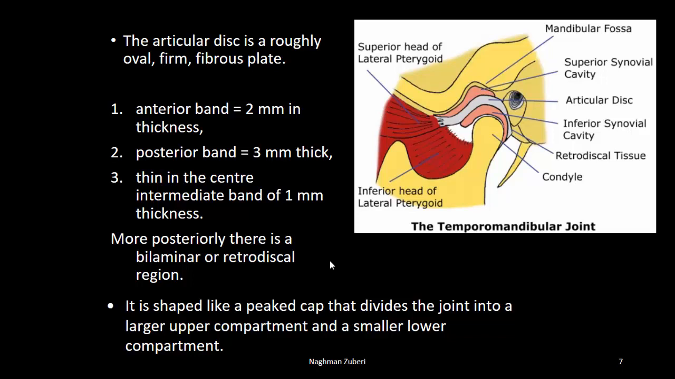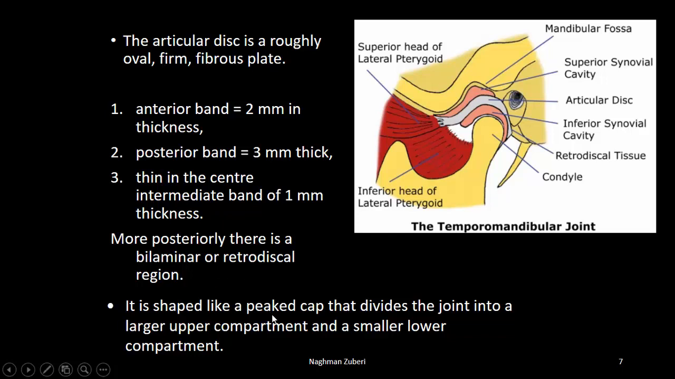Articular disc is roughly oval, firm, and fibrous plate. The anterior band is 2 mm in thickness. Posterior band is 3 mm in thickness. And the central intermediate zone or intermediate band is just 1 mm thick. Then more posteriorly, there is a bilaminar or retrodiscal region. When the mandible is at rest, then the condyle rests in its intermediate zone or intermediate band.